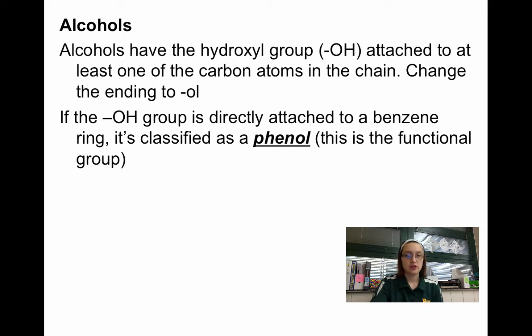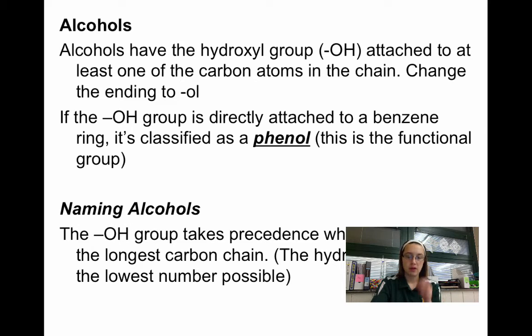If the OH group is directly attached to a benzene ring, which remember is your hexagon with double bonds, it's classified as a phenol. This is a functional group, and this is actually the functional group that you saw in the lab that turned the salicylic acid purple. That's because the salicylic acid had a phenol functional group. It was an OH group directly attached to a benzene ring.